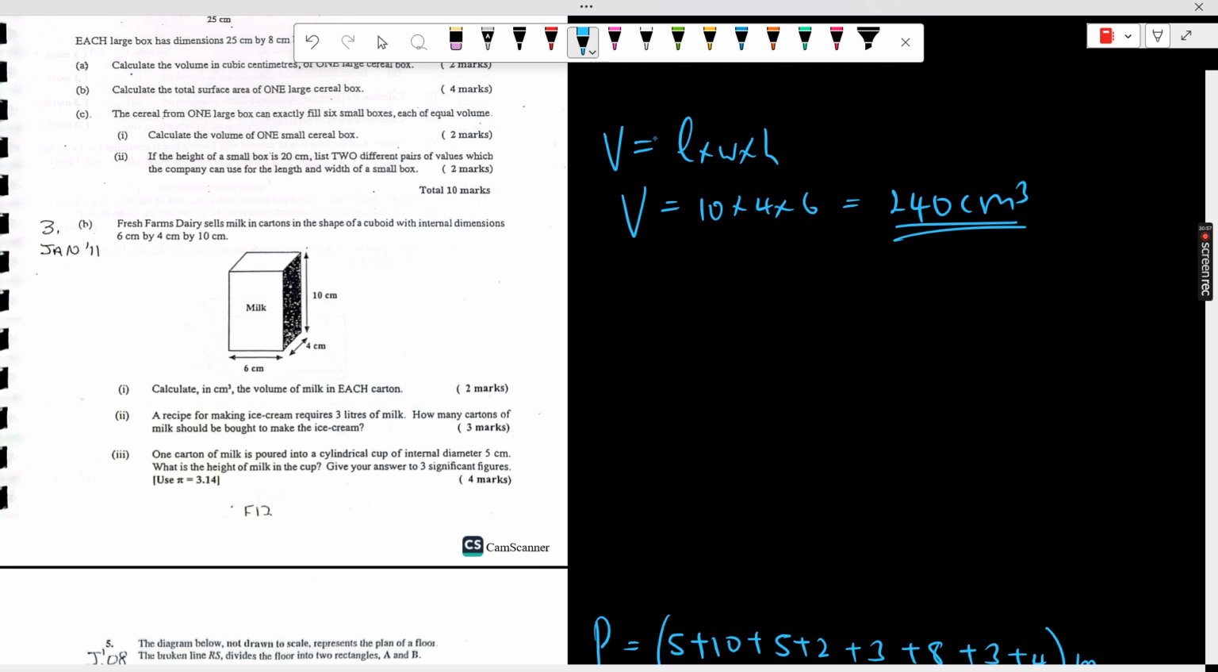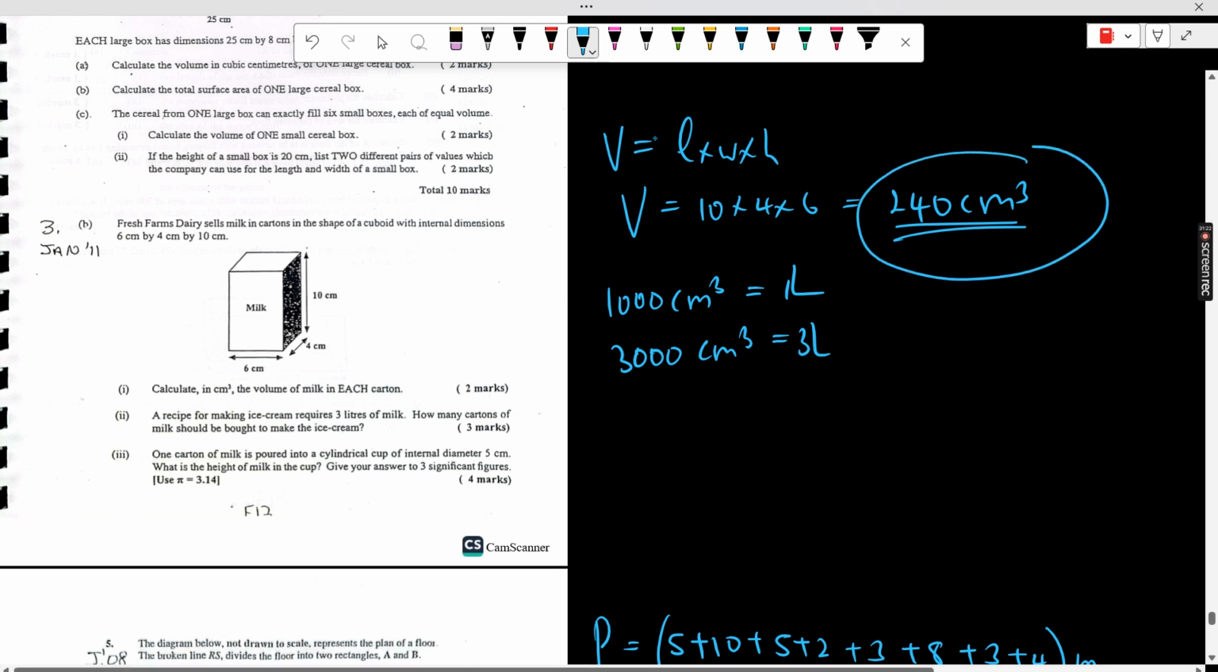Part two, a recipe for making ice cream requires 3 liters of milk. How many cartons of milk should be bought to make the ice cream? Once again, you have to do some conversions. We know that 1,000 centimeter cube is equal to 1 liter, right? So therefore, if we want 3 liters, we should get 3,000 centimeter cube. So 3,000 centimeter cube of milk is equal to 3 liters. But of course, the volume of one carton is equal to 240.